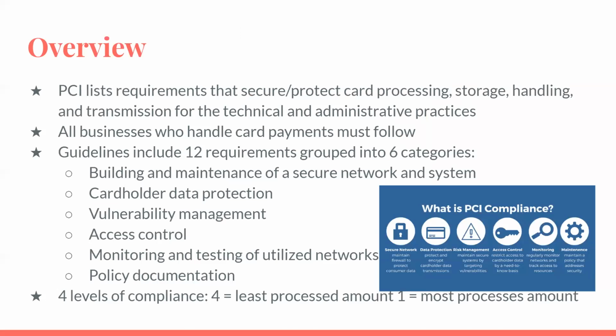It has guidelines that include 12 requirements that I grouped into 6 categories, and they are: building and maintenance of a secure network and system, cardholder data protection, vulnerability management, access control, monitoring and testing of networks, and policy documentation. There are 4 levels of compliance, and it depends on how large the business is. So a level 4 would be a business that processes the least amount of transactions, and level 1 would be a business that processes the most. A level 1 business would be one that does more than 6 million transactions.